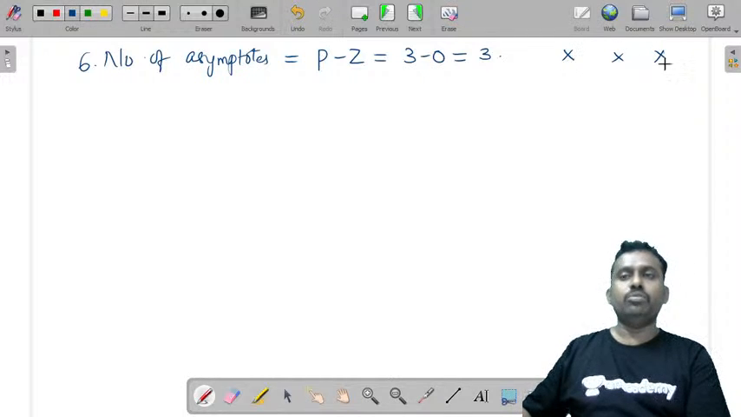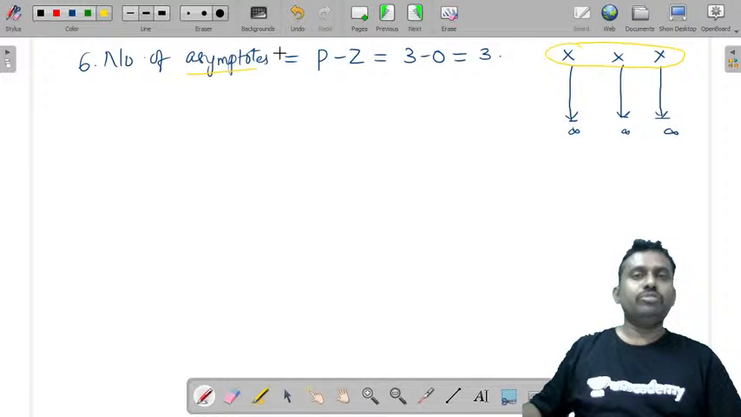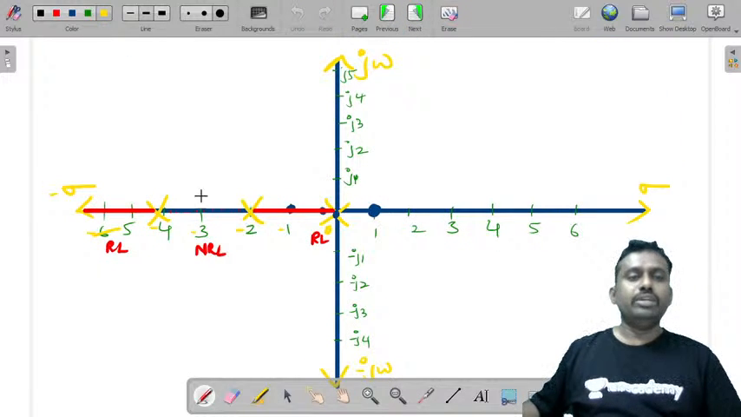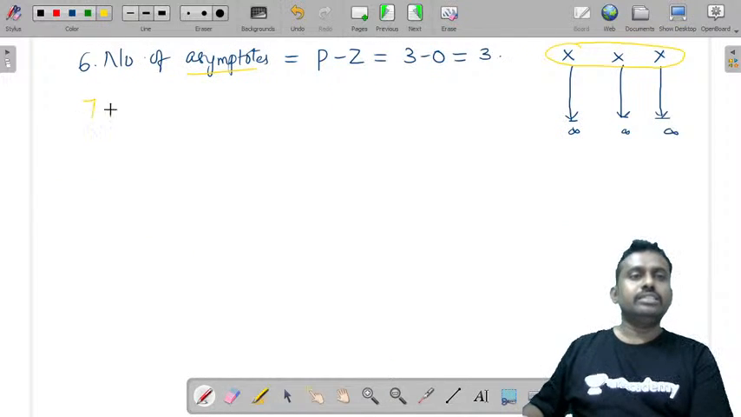See, because we have 3 poles and there are no zeros in the given question, we assume that all the zeros are at infinity, and these three poles require some path to tend to this infinity where the zeros are present. So we require asymptotes. Asymptotes are the straight lines, and they have to be drawn on this graph, but we do not know where these have to be drawn. That's the reason we will find something called the centroid.